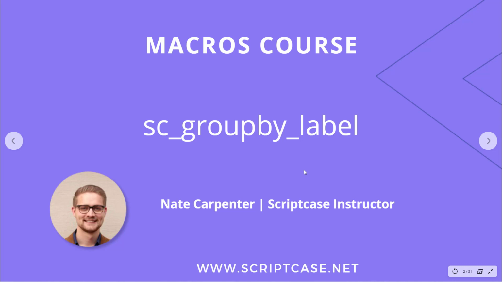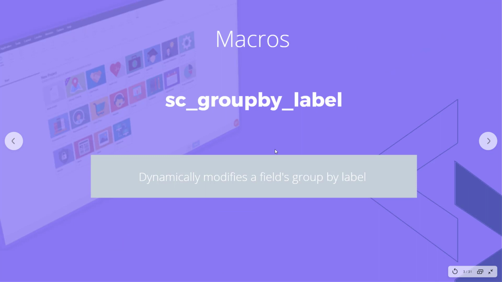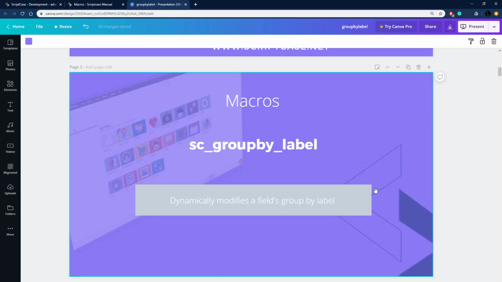My name is Nate Carpenter, and in today's video we're looking at the SC group by label macro. This macro allows us to modify the group by label, so let's go ahead and look at this. It dynamically modifies a field's group by label. Let's look at the documentation for this.